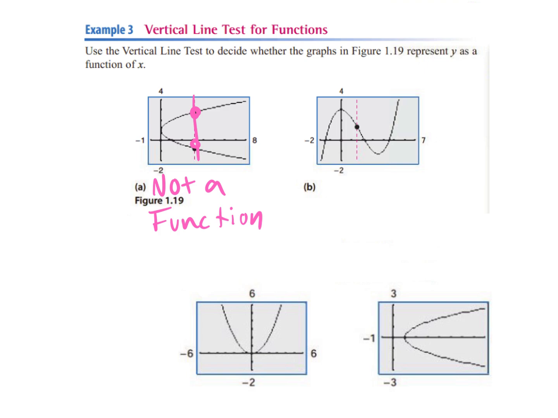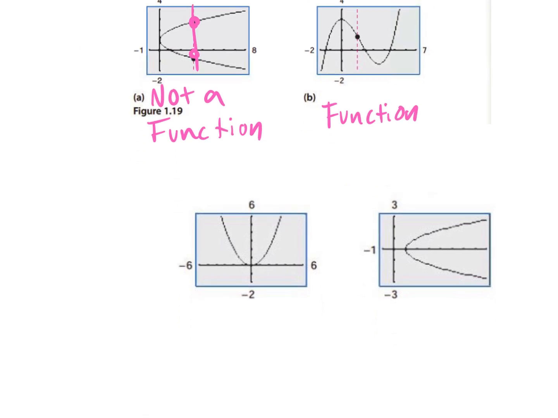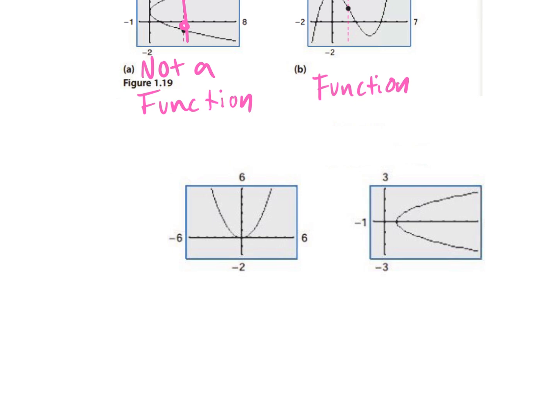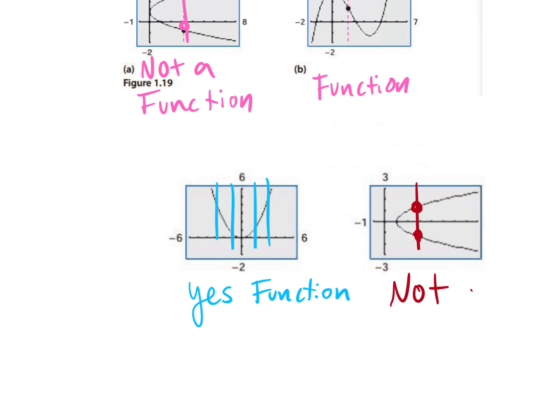In example B, if we hold our pencil over our graph, it only ever touches in 1 place. So B would be a function. It passes the vertical line test. It is a function. What about for the one on the bottom left? Is it a function or not? Yes, it's a function. If we put our pencil over it, it only ever touches in 1 place. So yes, this is a function. What about for the bottom right? No, it fails the vertical line test because if I put my pencil over it, it touches in 2 places. So this is not a function.